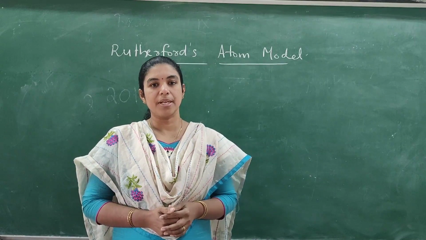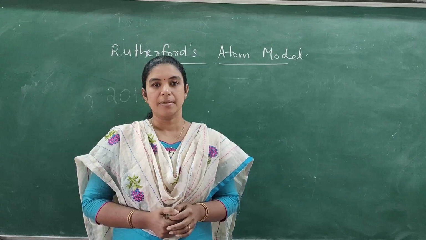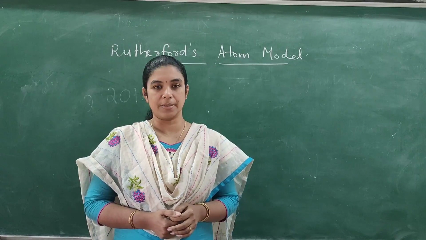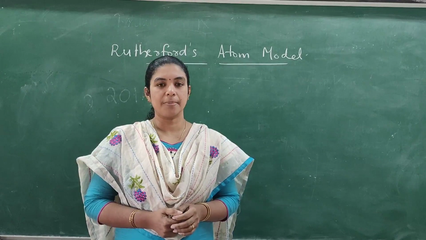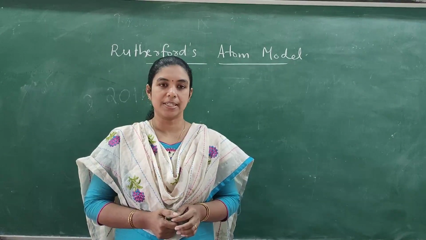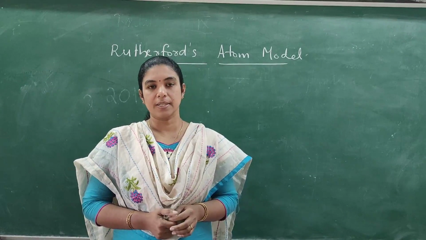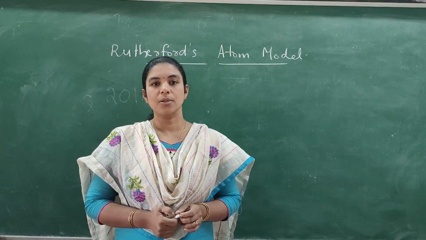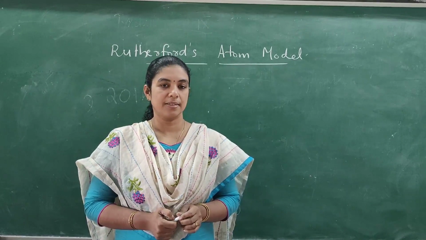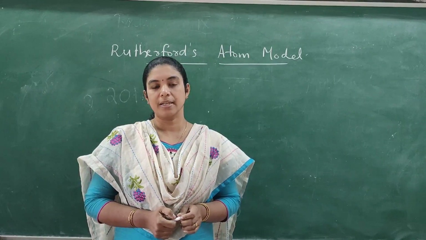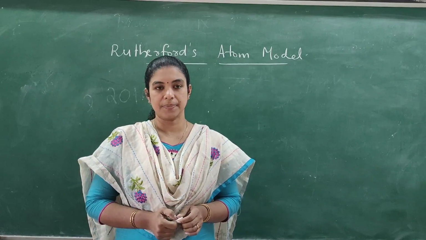In previous centuries, many scientists made many suggestions on the structure of an atom, for example, John Dalton and J.J. Thomson. They suggested many theories regarding the structure of the atom, but those theories were discarded because they were not justified by the experimental results.